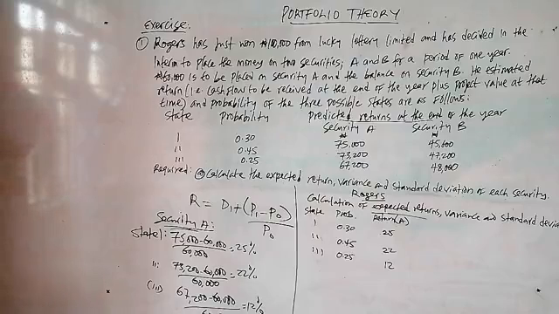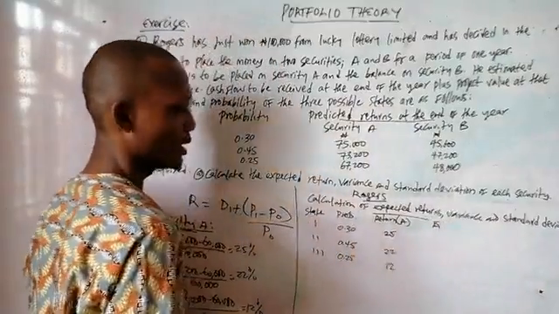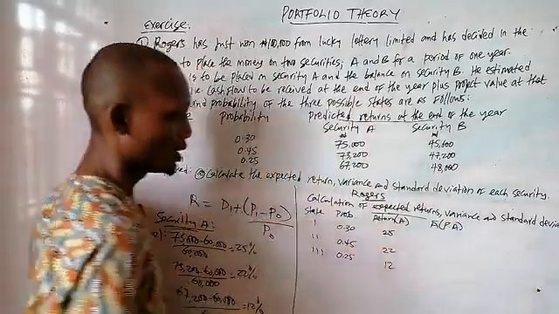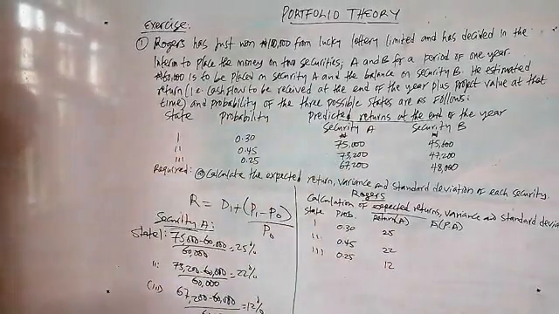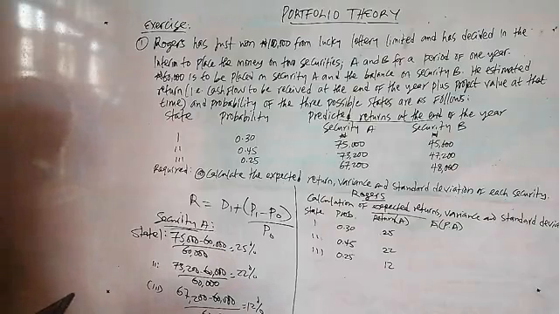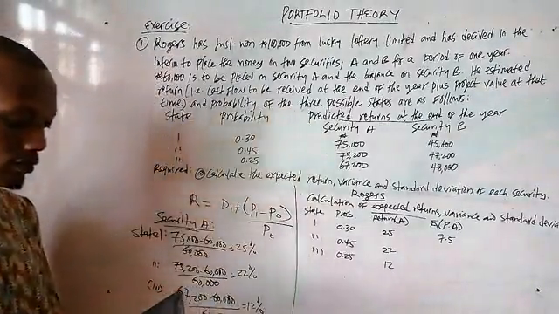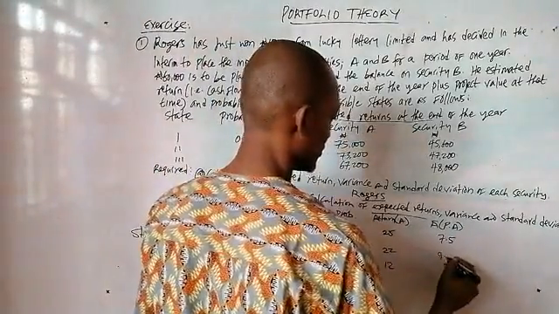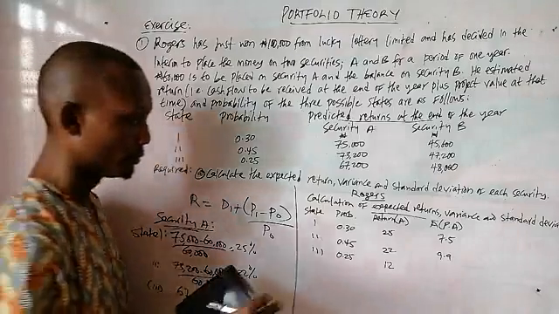After that, we have our expected return, which we denote by A bar, which is the sum of P times A, probability times return. So 0.3 times 25 is 7.5. 0.45 times 22 is 9.9. 0.25 times 12 is 3.